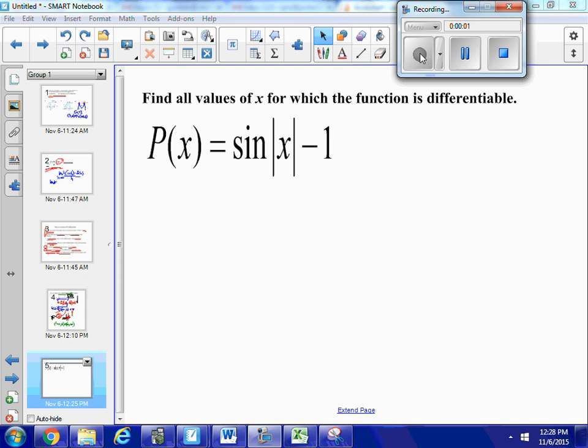In this problem, I'm given the function sine of the absolute value of x, minus 1, and I have to find all values of x for which the function is differentiable. So I'm going to start with a graph.